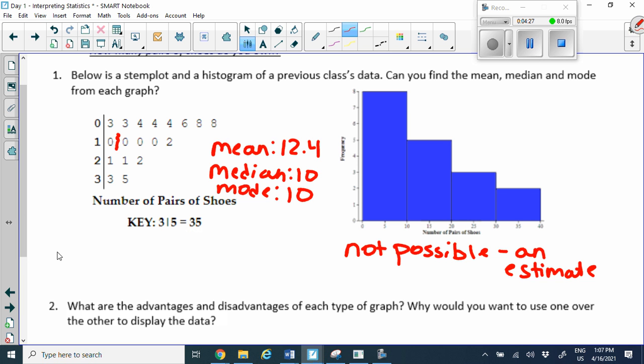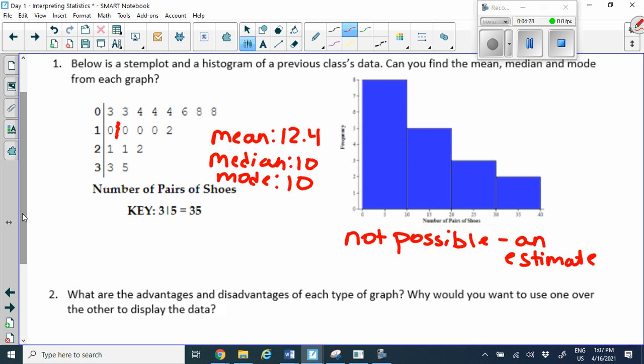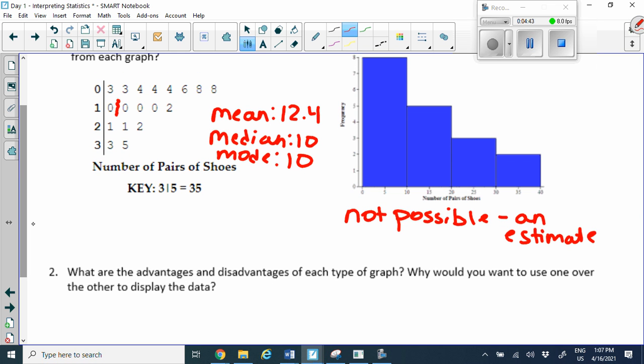Now, let's talk about what are the advantages and disadvantages of each type of graph. Why would you want to use one over the other to display the data? Well, go ahead, pause the video, maybe contemplate what this would be. Okay, now both show spread, right? They really do illustrate what your values look like. And they just show the spread in a different way.